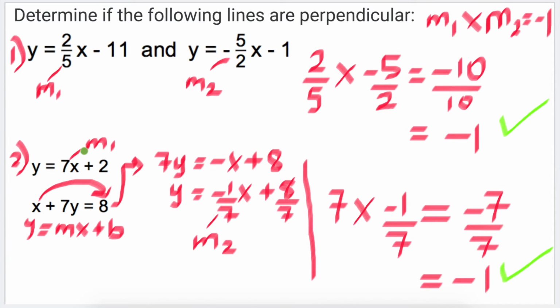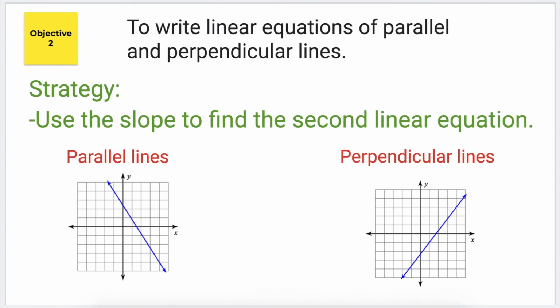They form 90 degrees. In the second objective, we're going to use all the skills that we learned from the first objective, and now we'll be able to write linear equations of parallel and perpendicular lines. The strategy is pretty simple. Use the slope to find the second linear equation for either a parallel line or a perpendicular line.